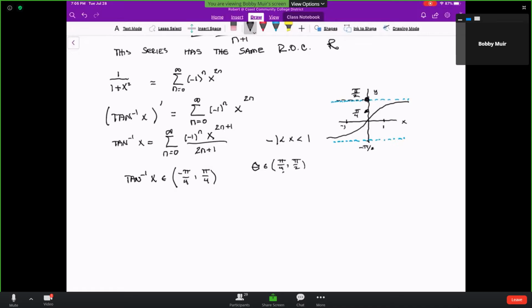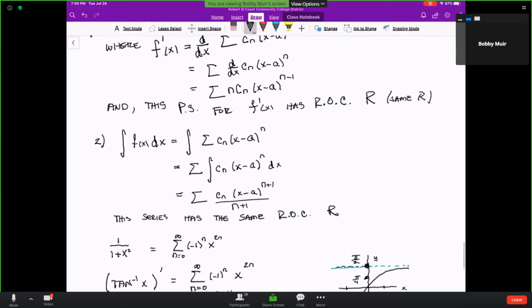So we would have to manipulate the series a little bit in order to get what we want. Okay. We go up to this theorem thing up here.